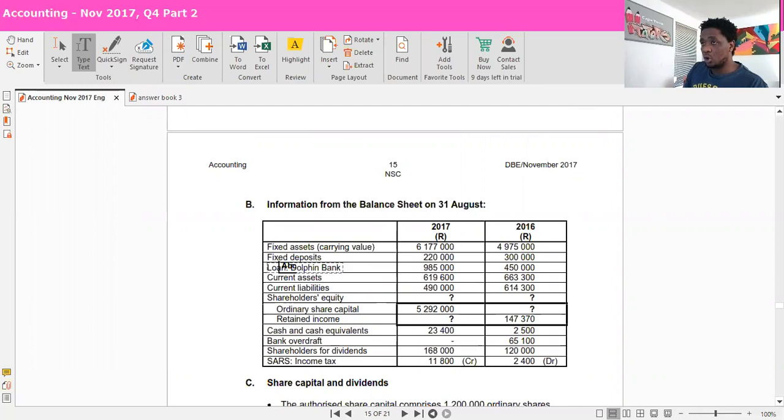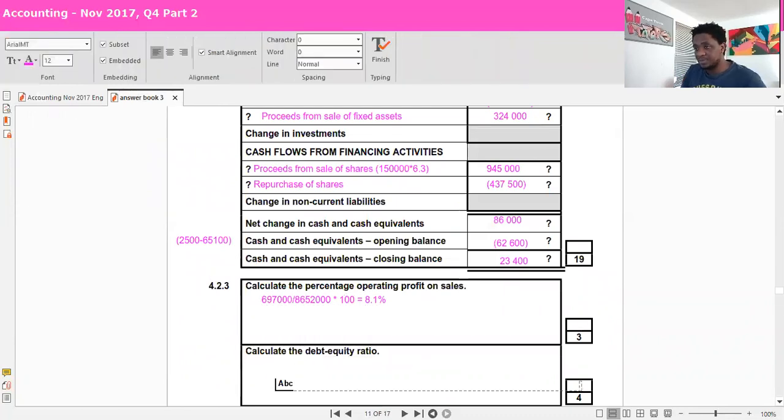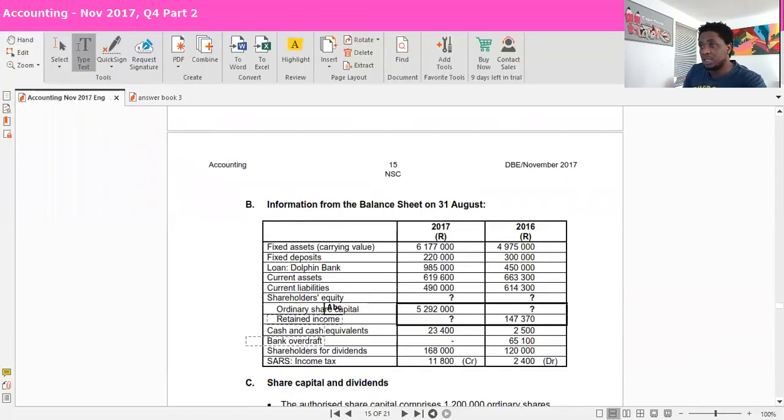So now you can see here that our non-current liability is the loan from Dolphin Bank for 985,000. On the flip side of that, we need to calculate how much shareholders' equity is. So we have ordinary share capital, but we don't have retained income.